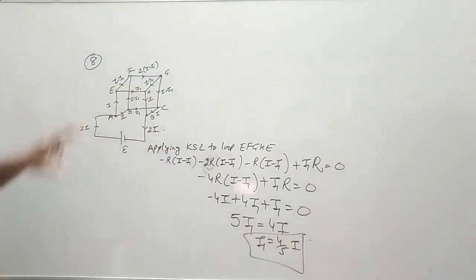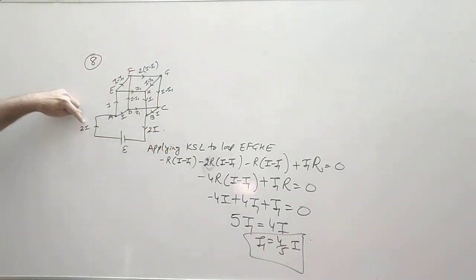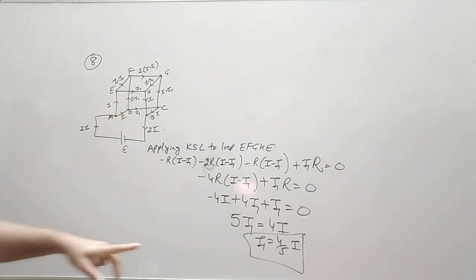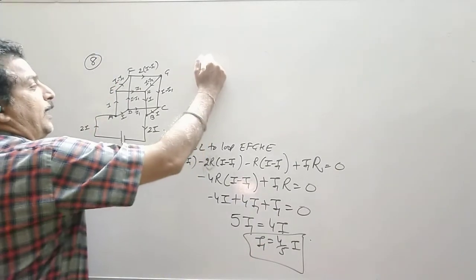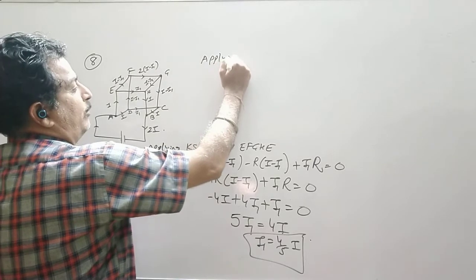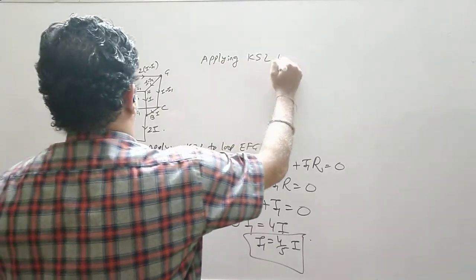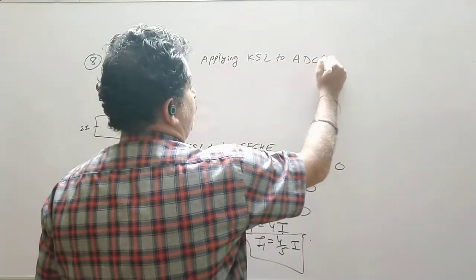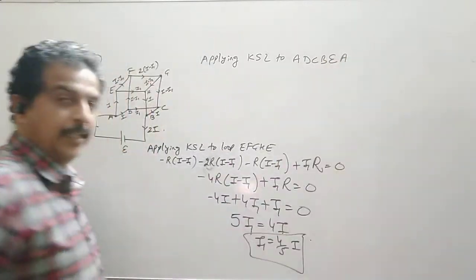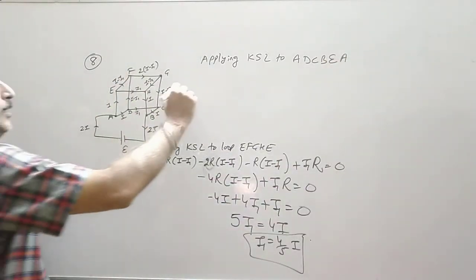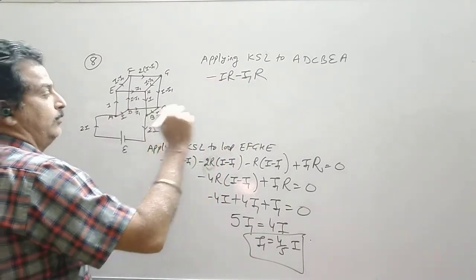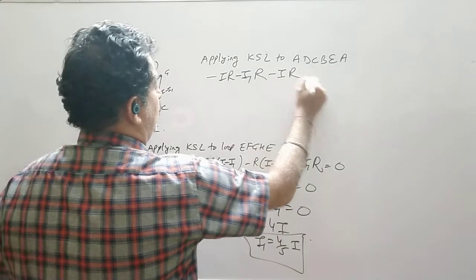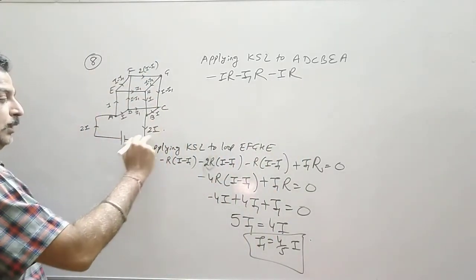Because we know that in the end we have to apply Ohm's law, our input current should have only I. So we need to eliminate I1. So we find the relation between I1 and I. Now the second loop should consist of the battery. So apply Kirchhoff's second law to the loop ADCB, battery and then A. In the direction of current, minus IR, minus I1R, minus IR, we come out.